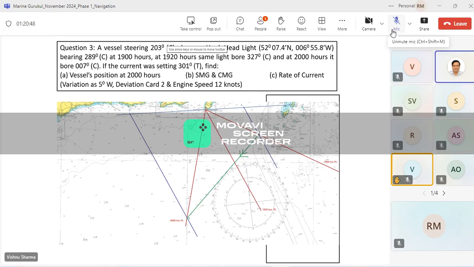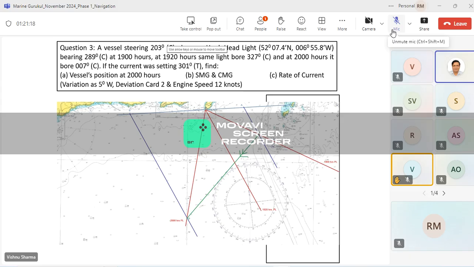And you don't have to mark them as C and D. I have only said CD is the course made good. I am not saying C is the fix. I am not saying D is the fix. I'm only saying C to D direction is the CMG. Am I clear, guys? Yes or no? Is that clear? Yes, sir. And the 3-point bearing comes to an end.